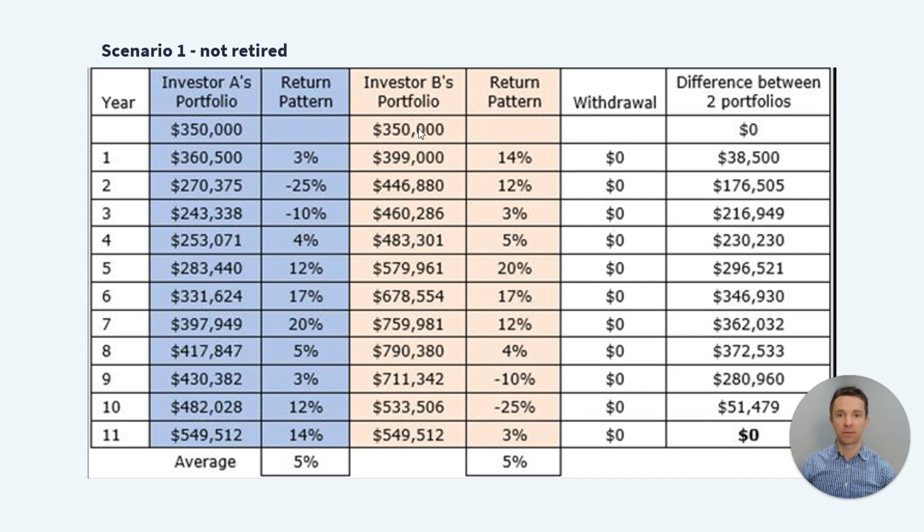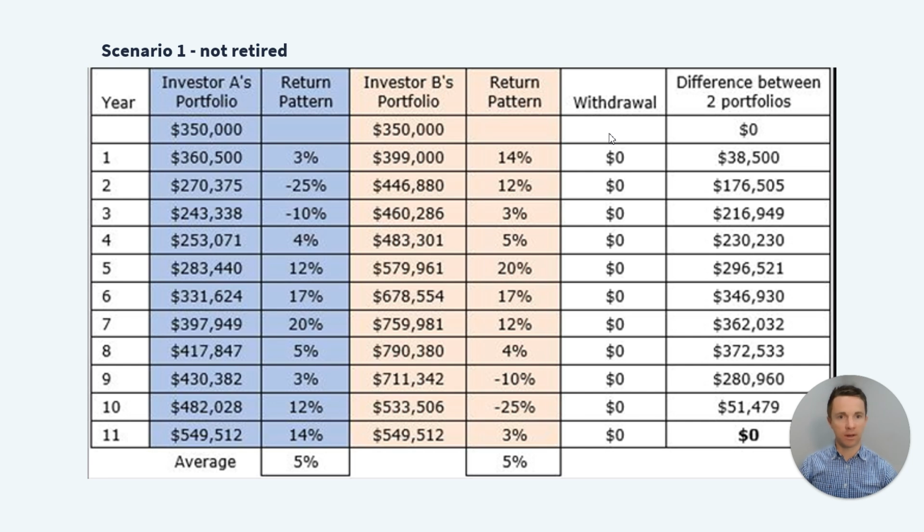Investor B starts with 350. As you'll see, investor B gets the exact same returns as investor A, but in reverse order. So you'll see 3% is at the end, negative 25 in year two versus the second last year, and negative 10, negative 10, and so on. Because they're exactly the same numbers over the same period, the average is exactly the same, 5%.